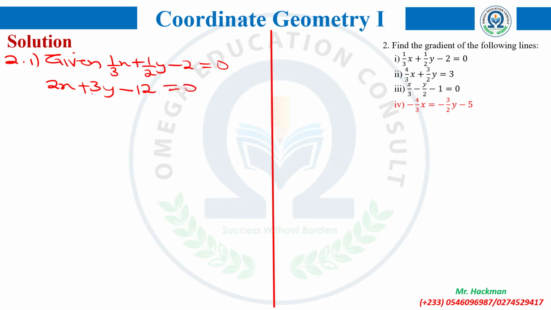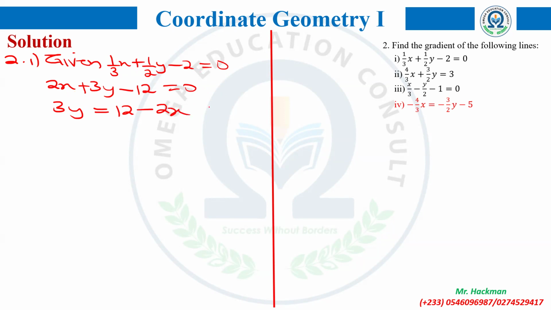Now we maintain the term in y. So 3y is positive here. Move the other terms to the other side. So that will be equal to, I want to write my positive term first, so 12 minus 2x.